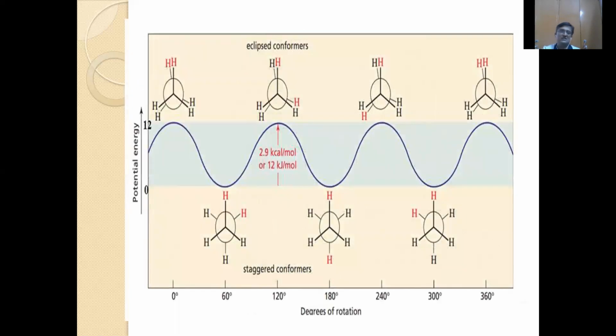Based on this, we can also study how the conformers exist on the basis of the potential energy curve, which we call the energy barrier. They differ by 12 kilojoules per mole of energy. They are all at a higher energy state, the eclipsed conformers. This difference is about 12 kilojoules per mole. That means the staggered conformation is more stable than the eclipsed conformation.